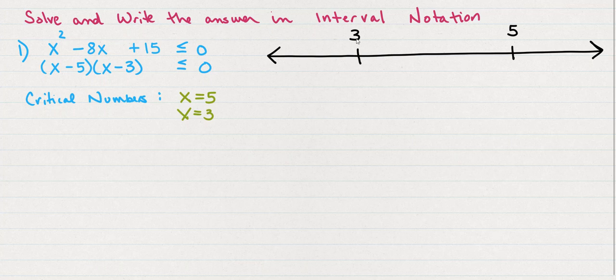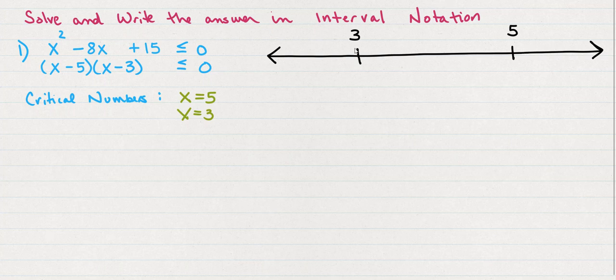Because what we've done is we've put out a number line and see that there are 3 regions. When we plot those 2 critical numbers, the 3 and the 5, we get 3 regions here. And when we have those 3 regions, we can see that we're going to have to test 3 different numbers and see whether it's positive or negative.